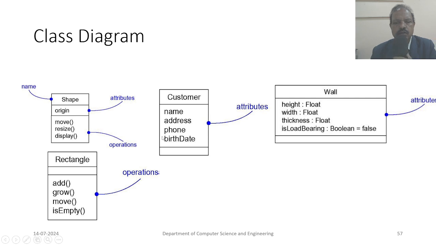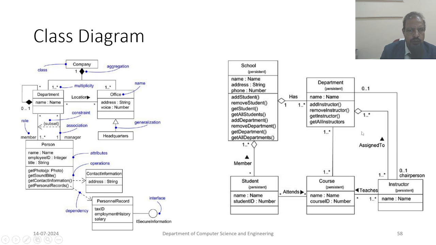Similarly, coming to another class, Customer. This is the name of the class, and these are the attributes: name, address, phone, birth date. Similarly, suppose we want to give the data type. Suppose Wall is a class. In the Wall class, we have height, represented by float, and width by float. Height is, say, 3.15 meters, width 4.5 meters, thickness 0.25 meters, that means 25 centimeters. isLoadBearing is a Boolean data type, and it is false. No, it is not load bearing because it is a frame structure. It's clear. So like that we can go ahead.